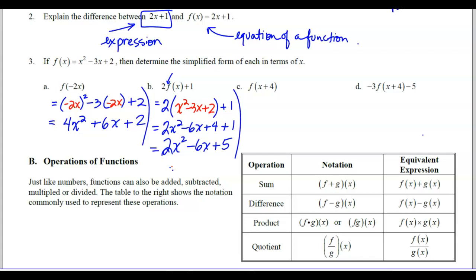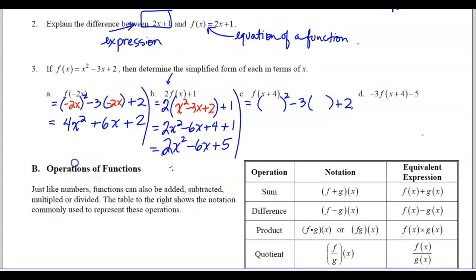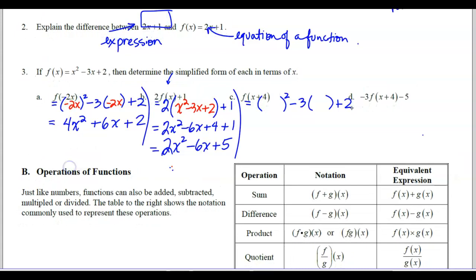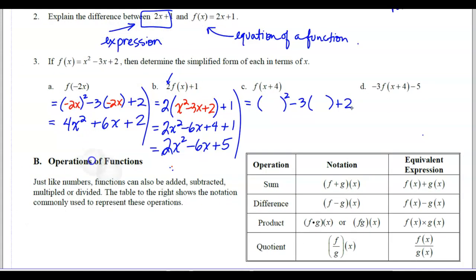So we now replace every x in the original with x plus 4. So here, I would have brackets squared minus 3 times brackets plus 2. So I basically copy out the original, except everywhere there's an x. Nope. I put x plus 4.